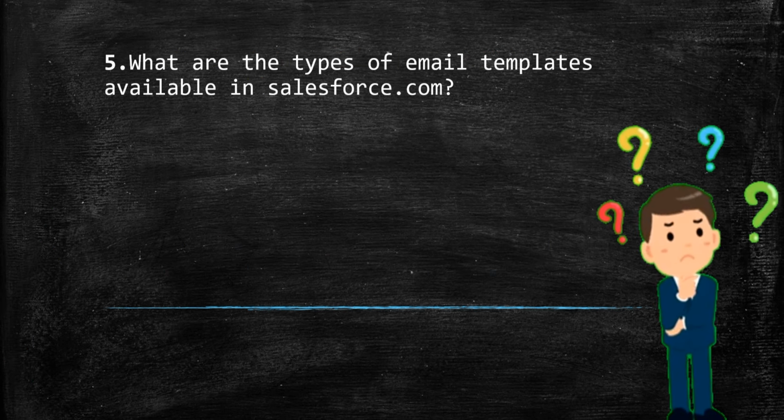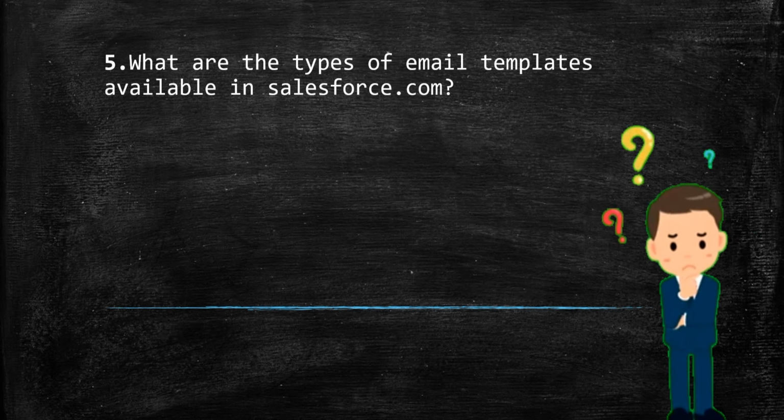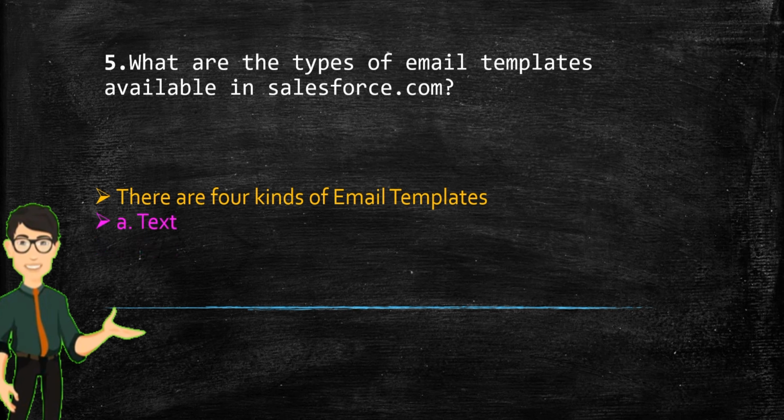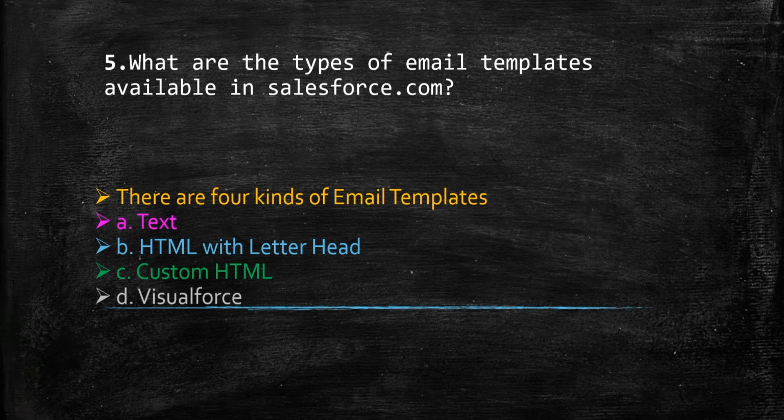So the fifth question is, what are the types of email templates available in Salesforce? There are four types of email templates. First is text. Second is HTML with letterhead. Third is custom HTML, and the last one is Visualforce. There are four types of email templates in Salesforce, that is text, HTML with letterhead, custom HTML, and Visualforce.